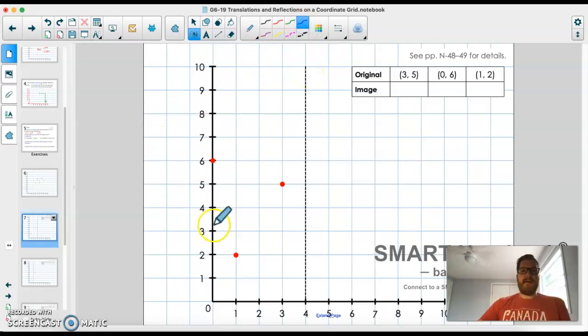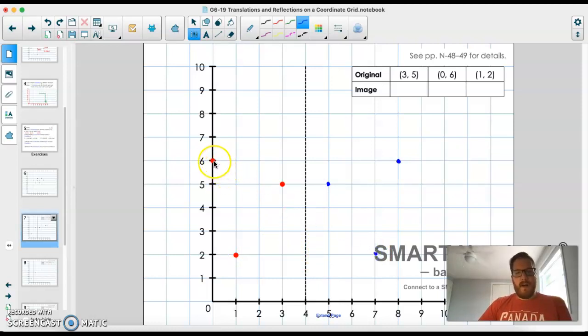So we're going to reflect these points along this. This is our mirror line. Basically each point is going to be the same distance away. So if this point at 0, 6 is 1, 2, 3, 4 points away, then I count 1, 2, 3, 4, and that's where my new point goes. This one's 1 unit away, so this new point is going to go here. This one is 1, 2, 3, and so now I have 1, 2, 3.